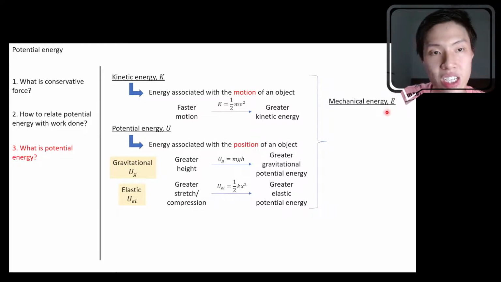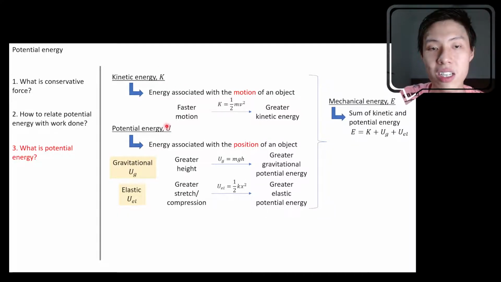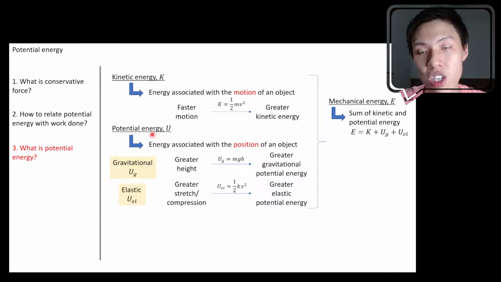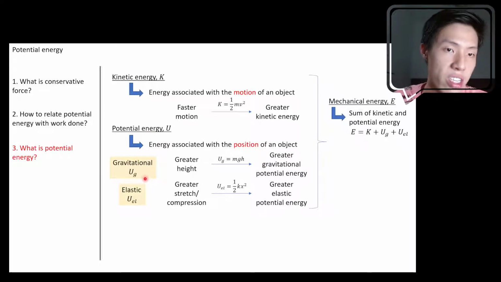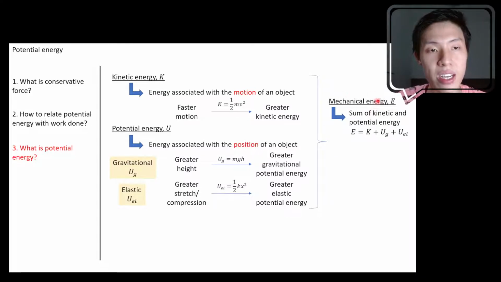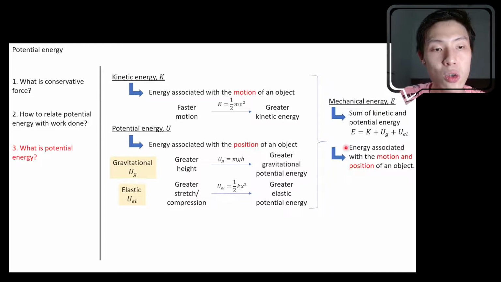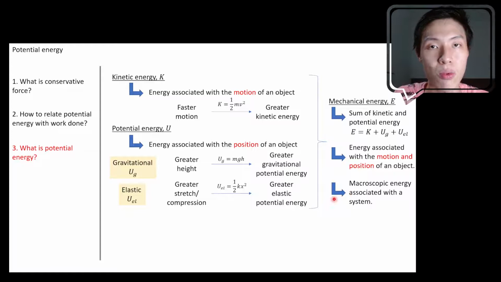So what is mechanical energy? You can call it just the sum of the kinetic energy and potential energy. Mathematically, it's kinetic energy plus the gravitational potential energy and elastic potential energy. This is for chapter 5, because the two potential energies that we encounter in chapter 5 are the gravitational and elastic potential energy. We can also re-express mechanical energy with another definition, which is the energy associated with the motion, the kinetic side, and the position, the potential side of an object. It's just another way of saying that it's a sum of kinetic and potential energy. And lastly, in certain books, you also encounter the definition saying that mechanical energy is the macroscopic energy associated with a system.